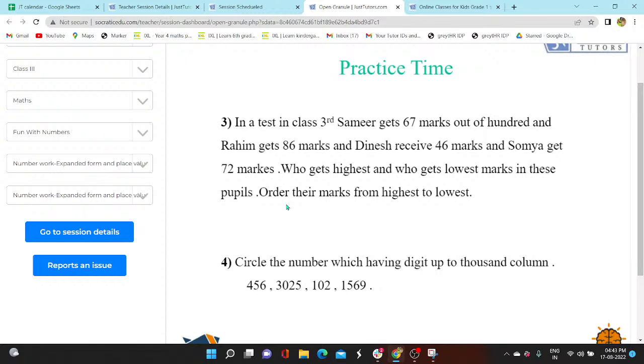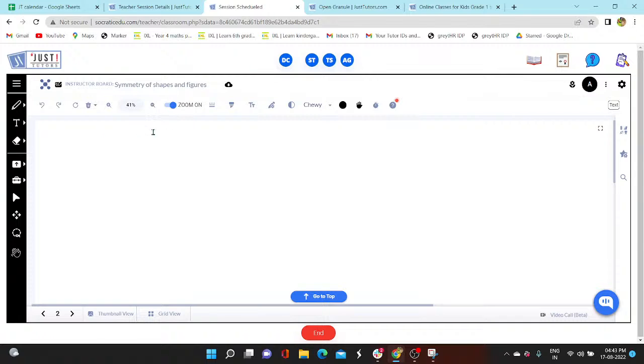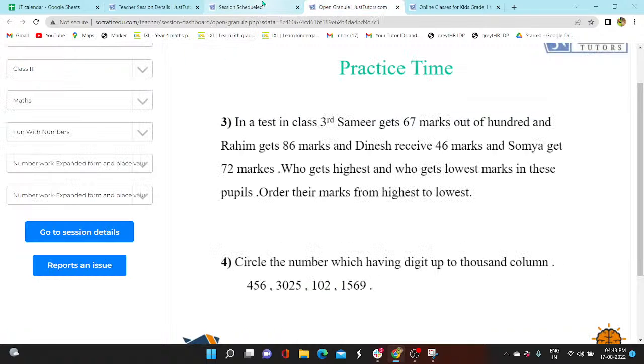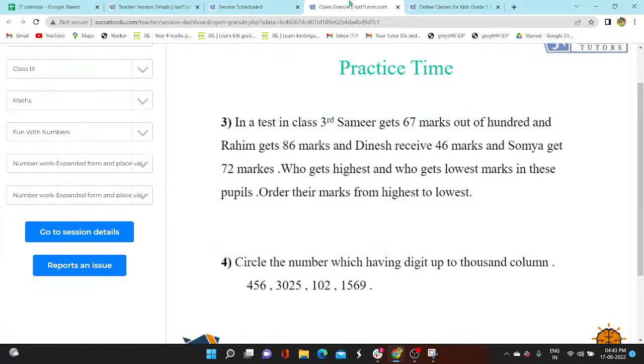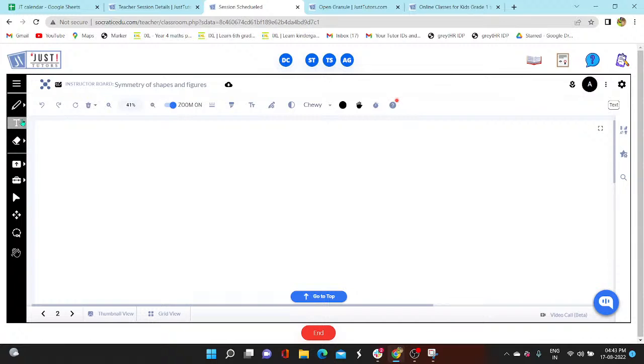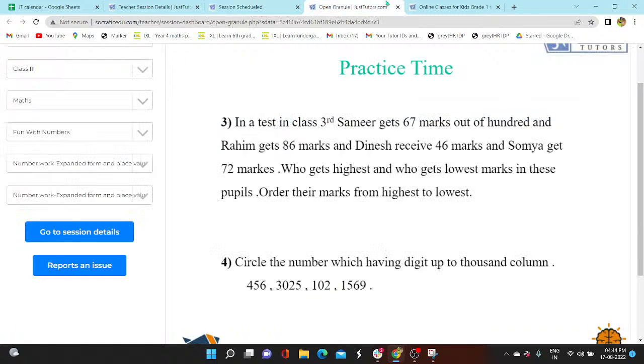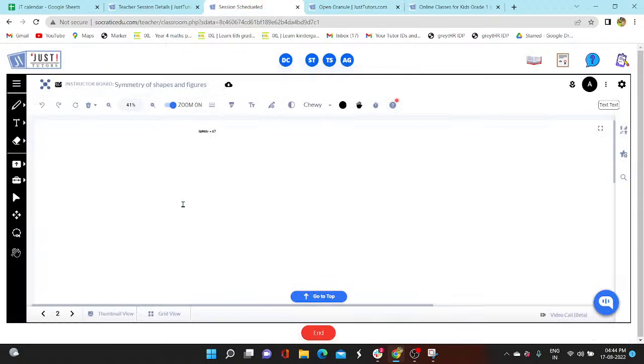Okay, so let's first write how much marks each of the children have got. So Sameer has got 67, so we can write Sameer 67. Then Rahim has got 86.